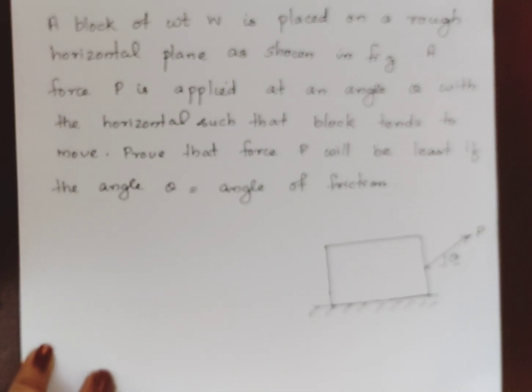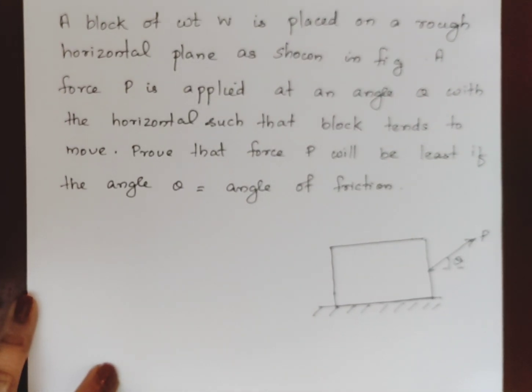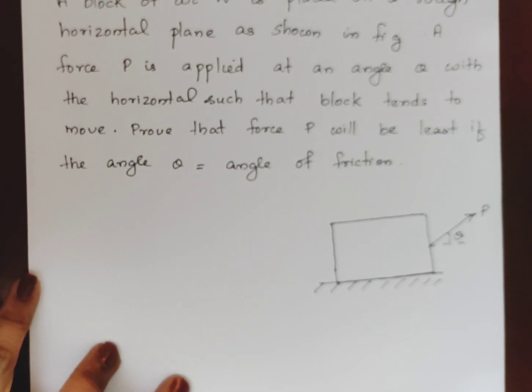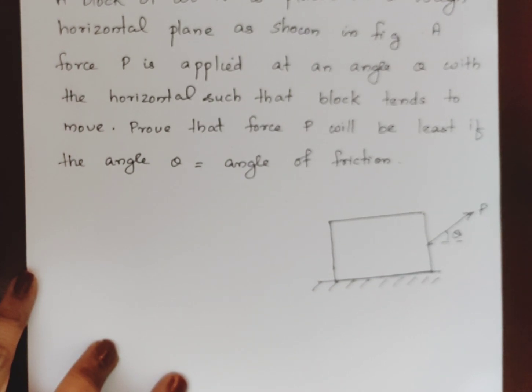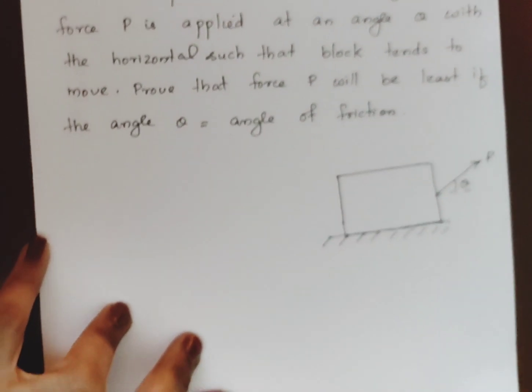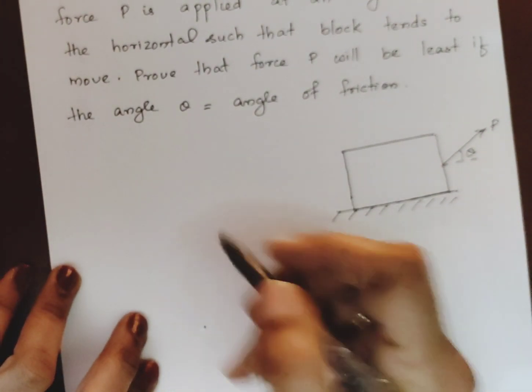So now the next question, a block of weight W is placed on a rough horizontal plane as shown in figure, and a force P is applied at an angle theta with the horizontal such that the block tends to move. Prove that the force P will be least if the angle theta is equal to angle of friction. So here the figure is given in the question.